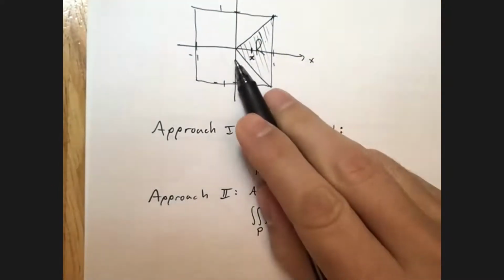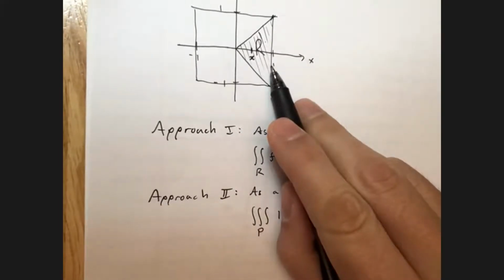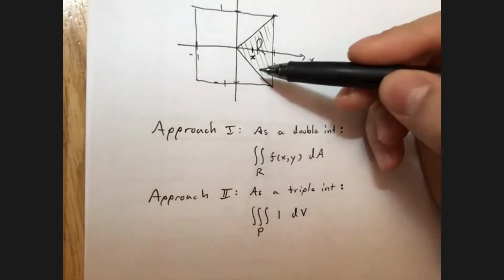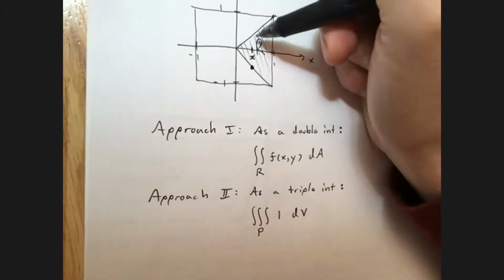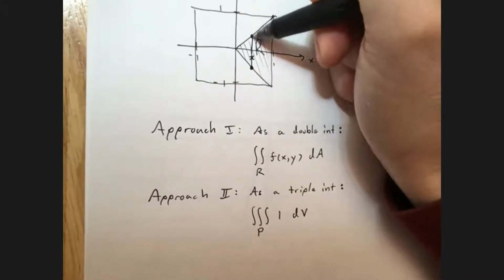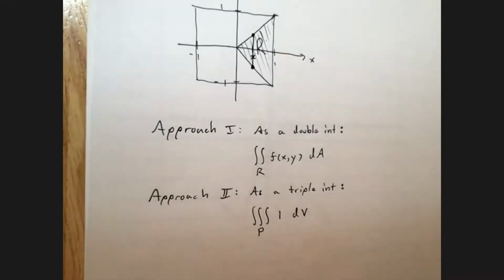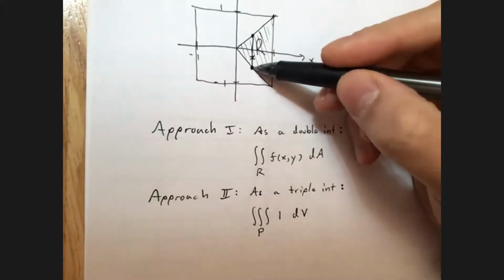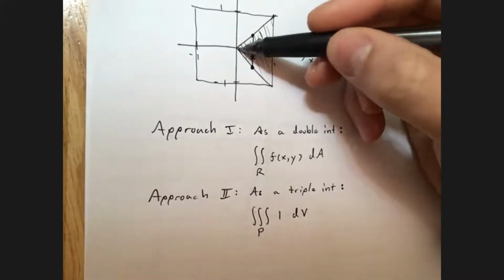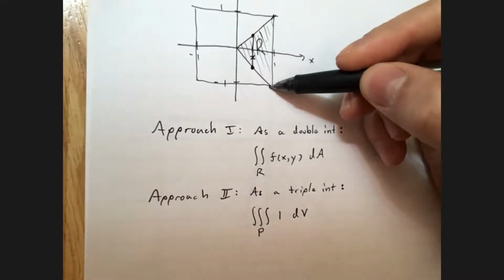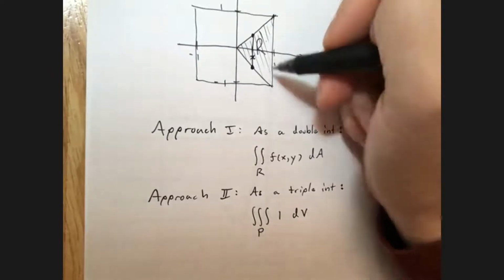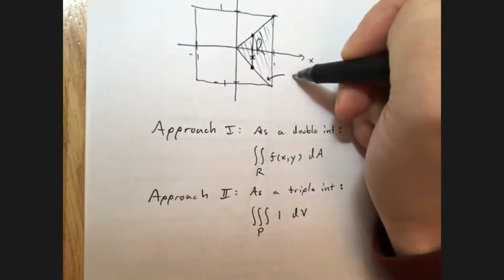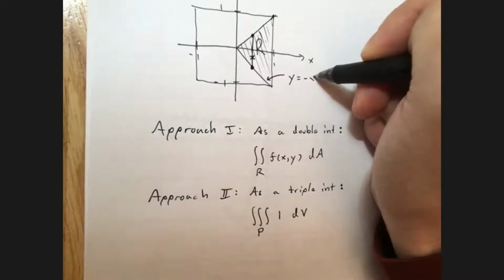So for each x between 0 and 1, what's y going to range from? Well, for each x, y is going to range from here up to here. So I get a line segment. So for each x, y ranges from this height, which is on this line, and this line, I can just see it's a diagonal line, 45 degrees below the x-axis. That's just the line y equals negative x.